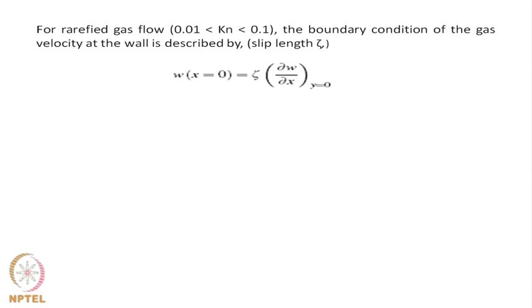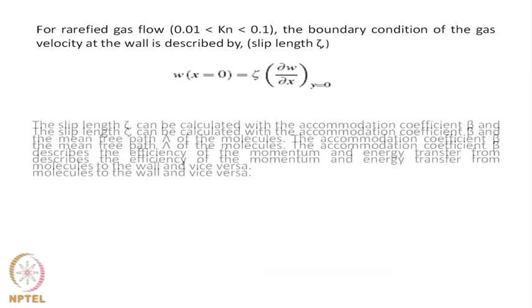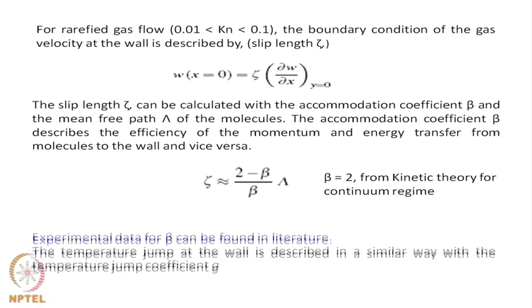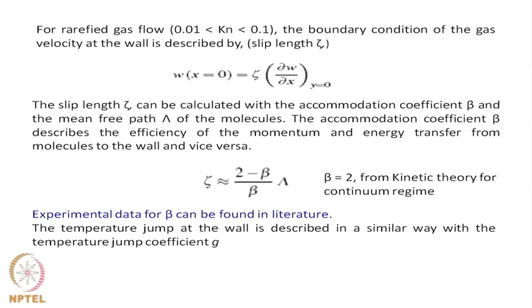So, this beta essentially tells us what fraction of energy it can take due to the rarefied condition. So, for rarefied flow, the boundary condition is that the velocity is going to be a function of zeta, which is called the slip length, and this slip length can be calculated from the accommodation coefficient and the mean free path of the molecules. Okay. So, the experimental data on the accommodation coefficient beta defines the efficiency of the momentum and energy transfer from molecules to the wall and vice versa. So, beta can be calculated from kinetic theory, and there is a large quantity of data on beta which can be found in the literature.